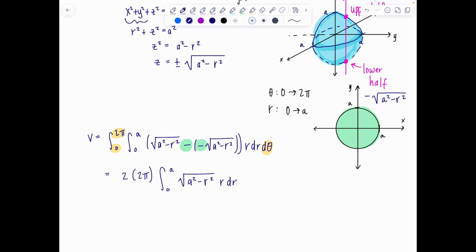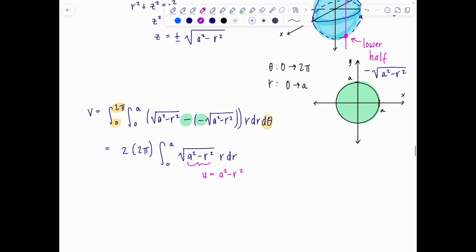No? You're all right? Now, I'm not going to actually do the u sub, but what you could do is let u be a squared minus r squared. Then du, remember a is a constant, would be negative 2r dr. All I have is r dr. So when I take the antiderivative, I'm going to pick up a negative 1/2.